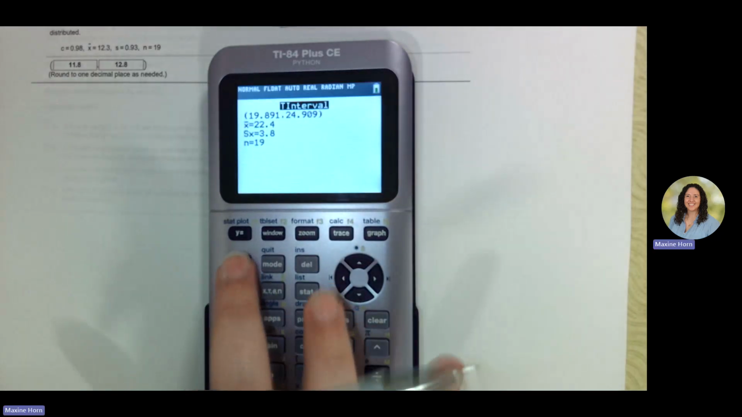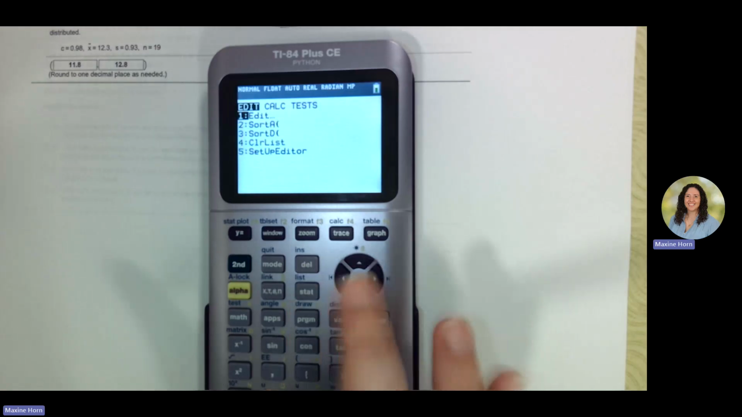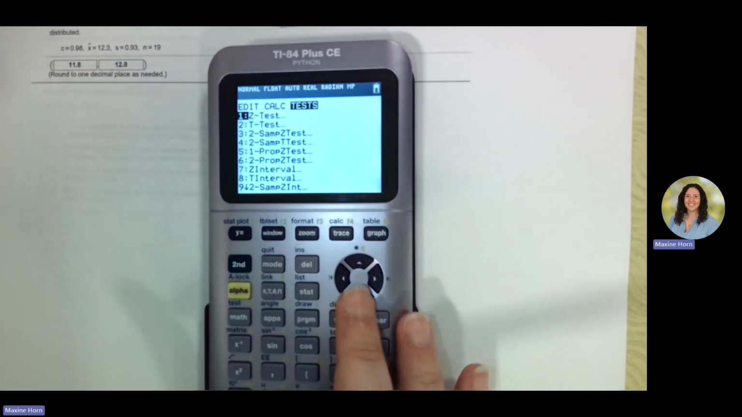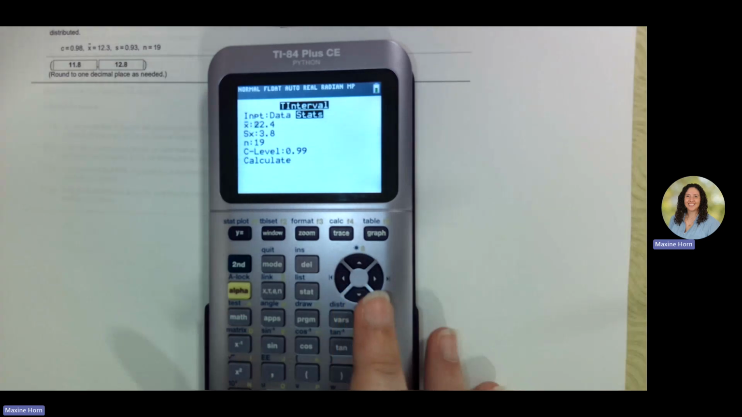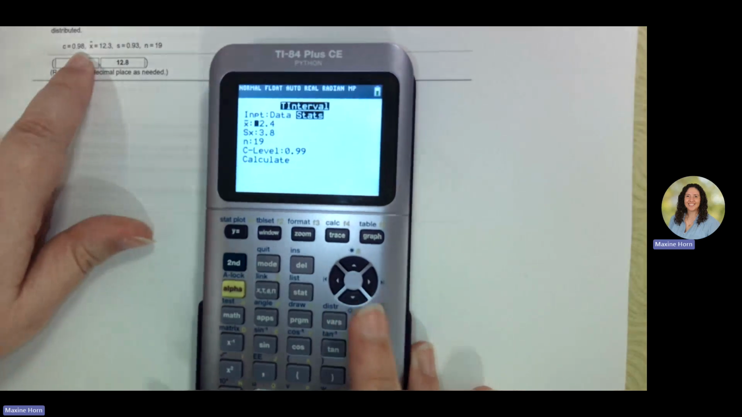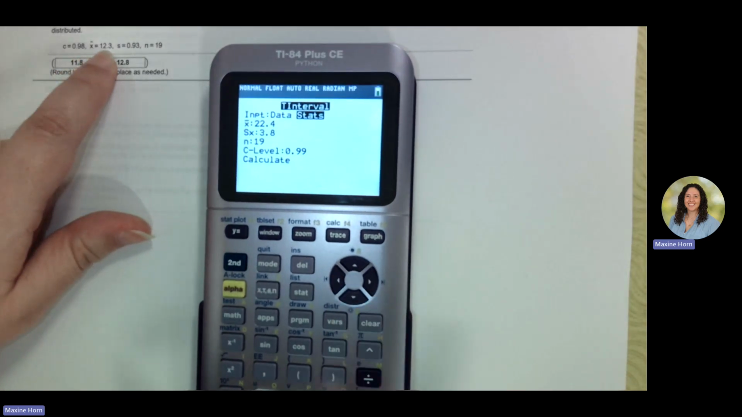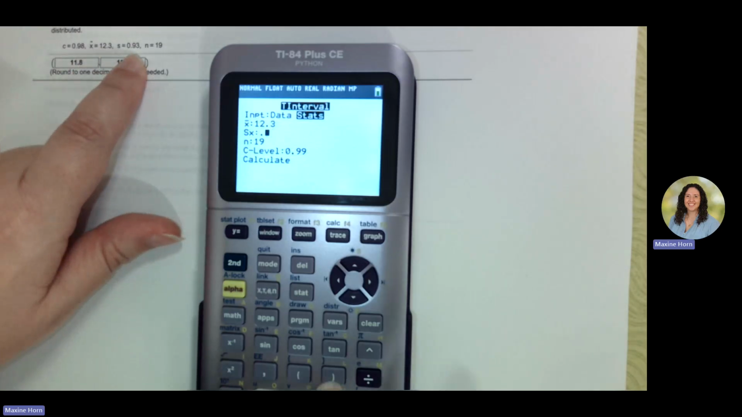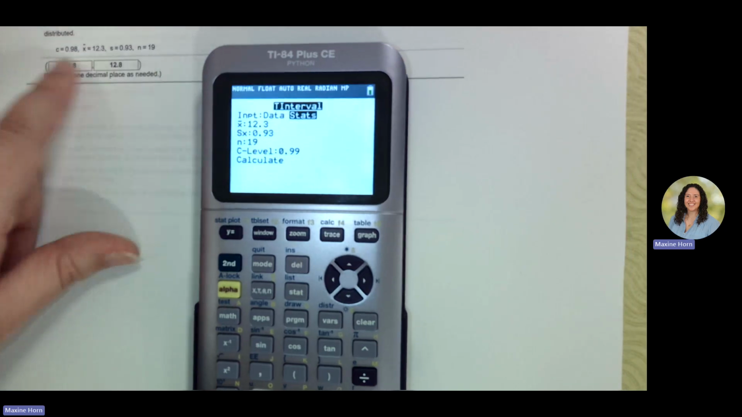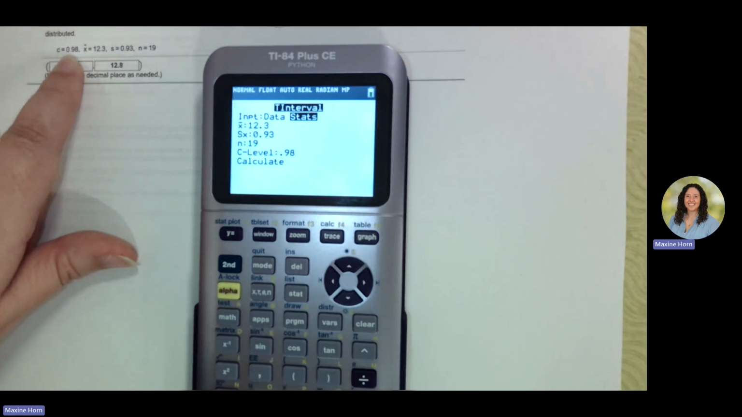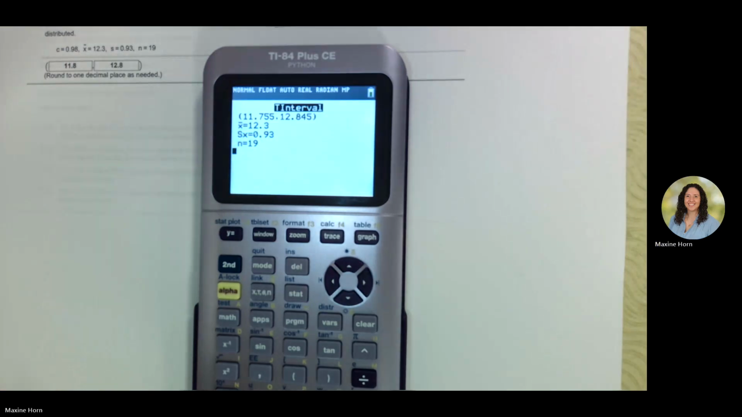So we're going to go stat, test, and then number 8, t-interval, and plug in what we know. So they gave us everything. Okay, so X bar, 12.3, sample mean. Sample standard deviation, 0.93. N is 19, and confidence level is 0.98. Okay, and then we plug in.